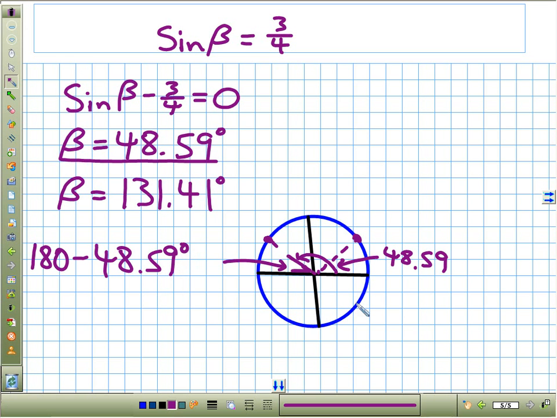So when you subtract that, you see you get approximately 131.41. Now, if we had taken a different approach to solving this equation, that would be something we would need to keep in mind.